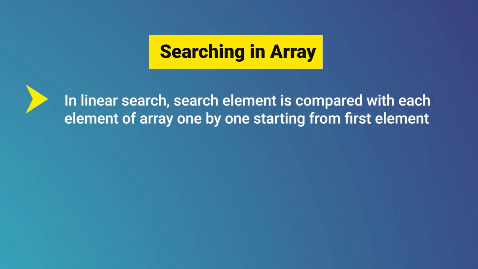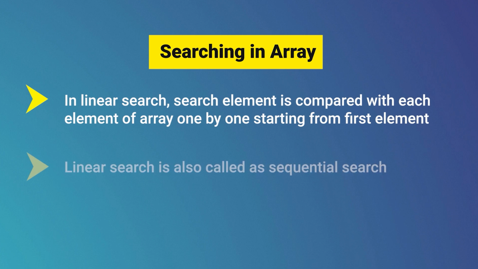Linear search is a very simple method. In this method, you are provided with some array and some search element. What you need to do is compare the search element with the first element first, then go on to the second element, and then the third element, and this process will go on until you find the element or you reach the end of the array.